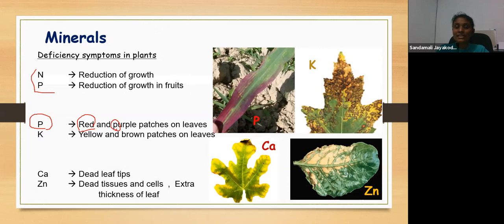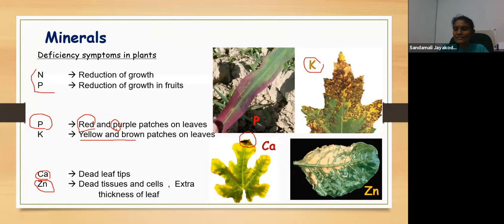Deficiency disease. Again, it is patches, but they are different in color, yellow and brown. Potassium gives yellow and brown patches, phosphorus gives red and purple color patches. And finally, calcium. Due to the calcium deficiency, it gives dead leaf tips. Leaf tips, the tips of leaves become dead. So dead leaf tips is a deficiency of calcium. And due to the zinc deficiency, there's another feature.